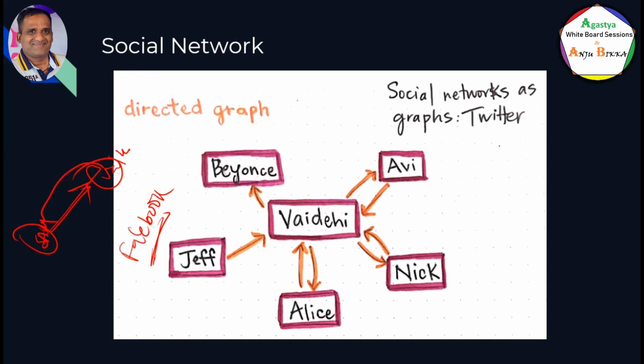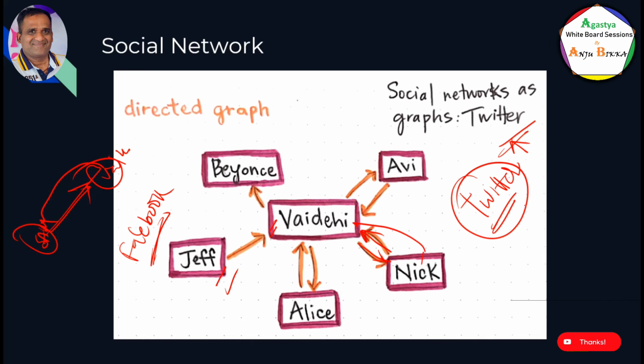But in the case of Twitter, it is not an undirected graph. It is a directed graph. If, for example, Jeff is following Vaidehi, it doesn't mean Vaidehi is following Jeff. And if Vaidehi is following Nick, and Nick is also following Vaidehi, then there are two arrows like this. So Twitter is the best example for a digraph, and Facebook is the example for an undirected graph.